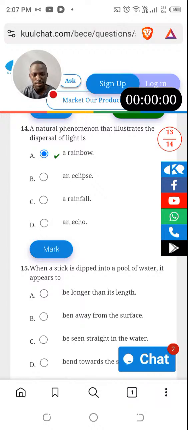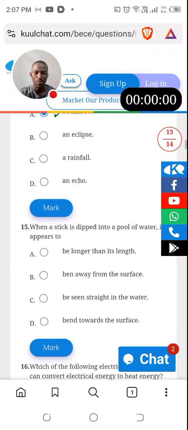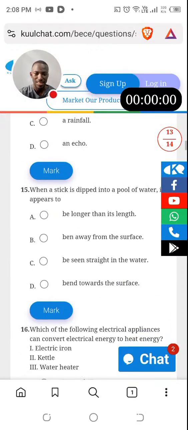When a stick is dipped into a pool of water, it appears to be longer than its length? No. This question is just basically about refraction of light. When a stick is dipped into a pool of water, it appears to bend towards the surface. It appears to bend straight in the water. It appears to be seen straight in the water.